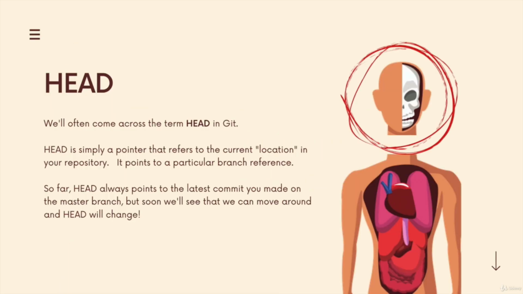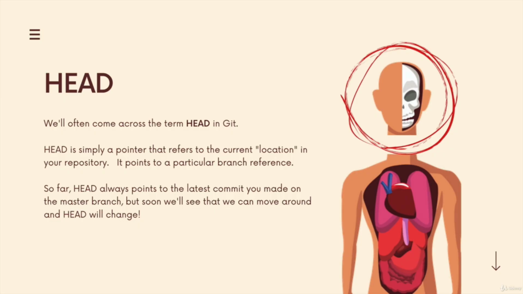Well, it's just a term in Git. Specifically, it is a pointer that refers to our current location in the repository, and it points to a particular branch reference. So there's some terminology in there, branch reference, we have not discussed. So I'm going to break it down here.